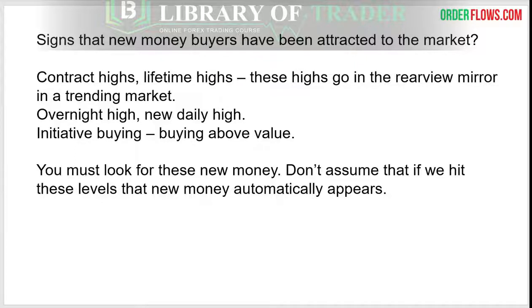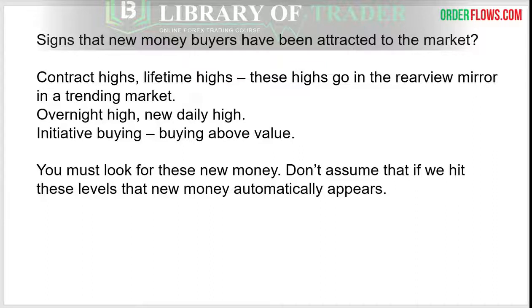Other areas could be the overnight high or the daily high. Initiative buying, which I'll be talking about in module 7. Buying above value, that's where new money buyers could be attracted to the market. I should put in there the lows as well, right? The daily lows can attract buyers as well, new money buying.